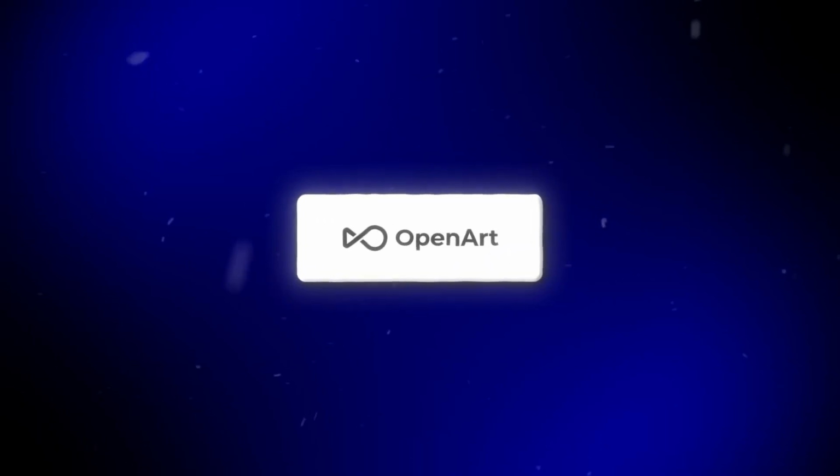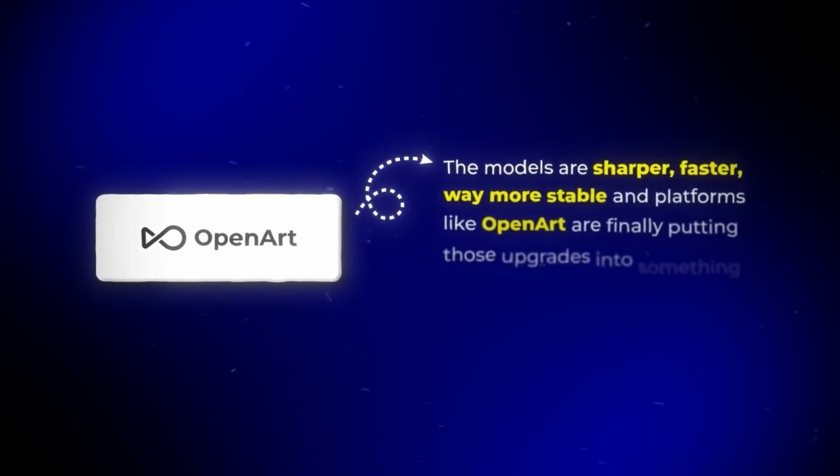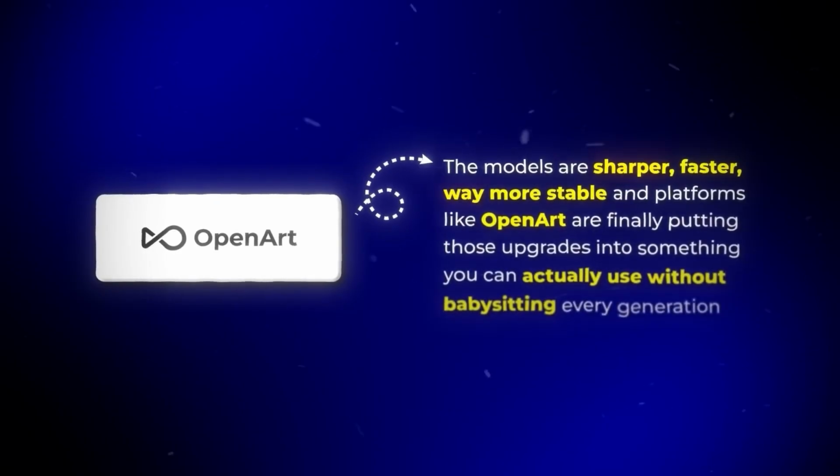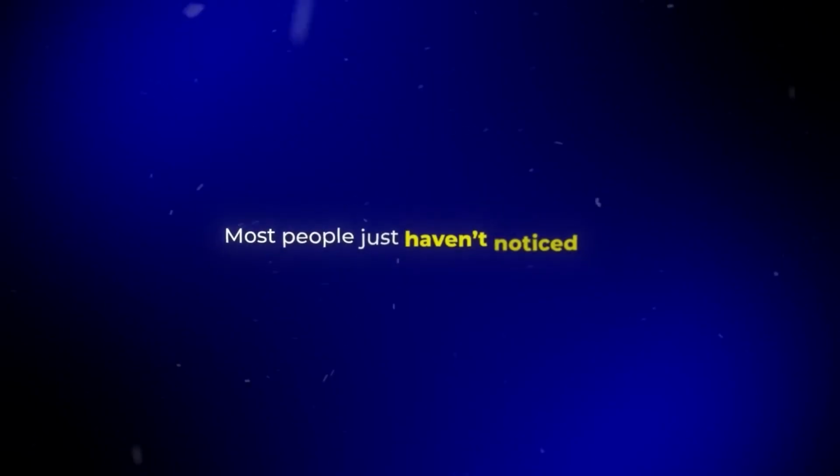We're in that weird phase where most people still think this stuff is clunky or unreliable. The software itself, it's already changed. The models are sharper, faster, way more stable, and platforms like Openart are finally putting those upgrades into something you can actually use without babysitting every generation. This isn't a maybe in a couple years thing anymore. It's already here. Most people just haven't noticed yet.